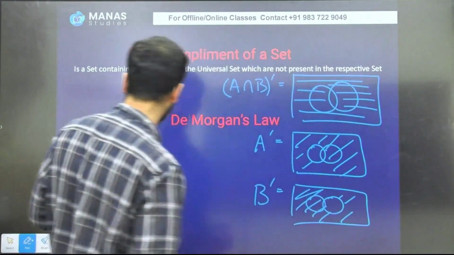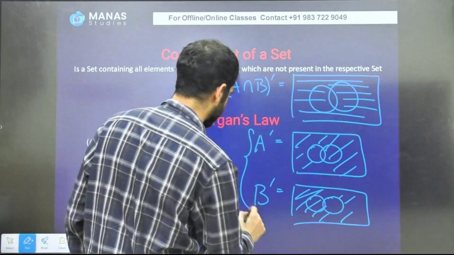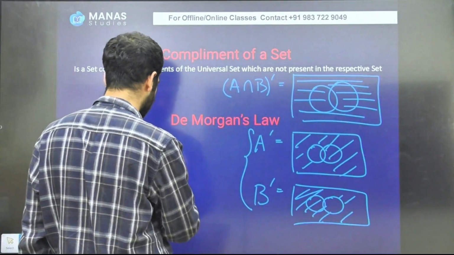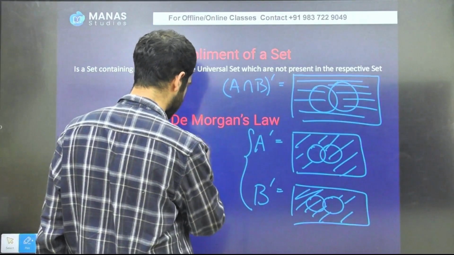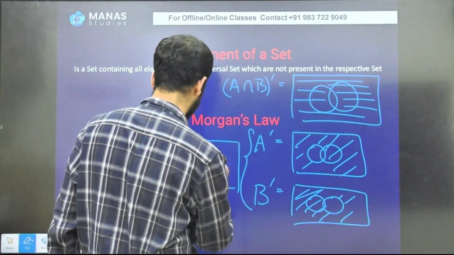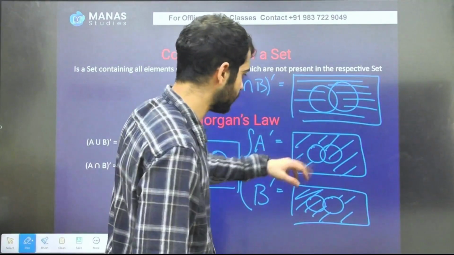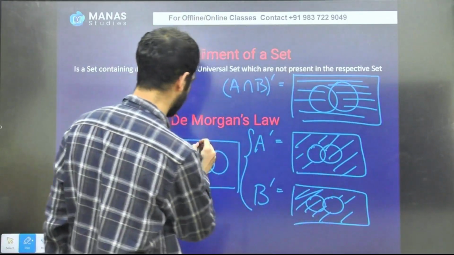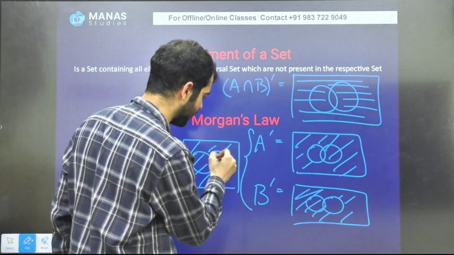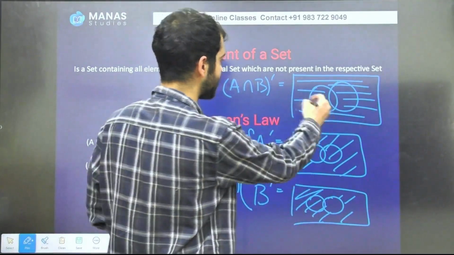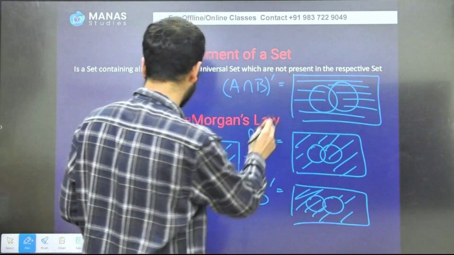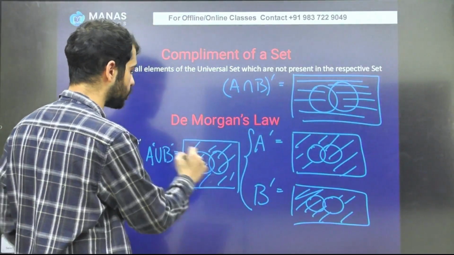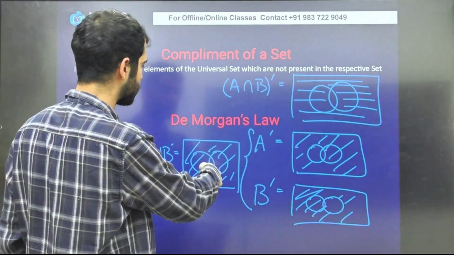And now we are going to take the union of these two. If I am taking union, union means either in one or in second or in both. So having a look at this, the union of these two would include everything except the common part. So this would look like the first case, as in this case we had A intersection B complement, and in this case we have A complement union B complement, and because they both are same, we can say that this is also proved.